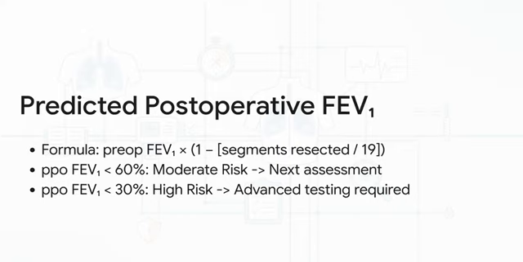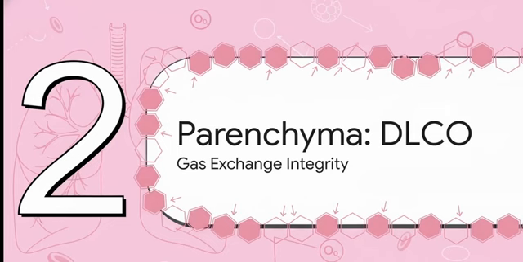The standard formula, as you see here, is based on a 19-segment lung model. Now, a PPO FEV1 that comes in below 60% signals moderate risk, and that means we absolutely have to proceed to the next level of assessment. If that value is below 30%, we're in high-risk territory, and that requires mandatory advanced functional testing, specifically cardiopulmonary exercise testing. So that brings us to the second and equally important leg of our assessment, evaluating the lung parenchyma itself, the actual tissue that does the work.